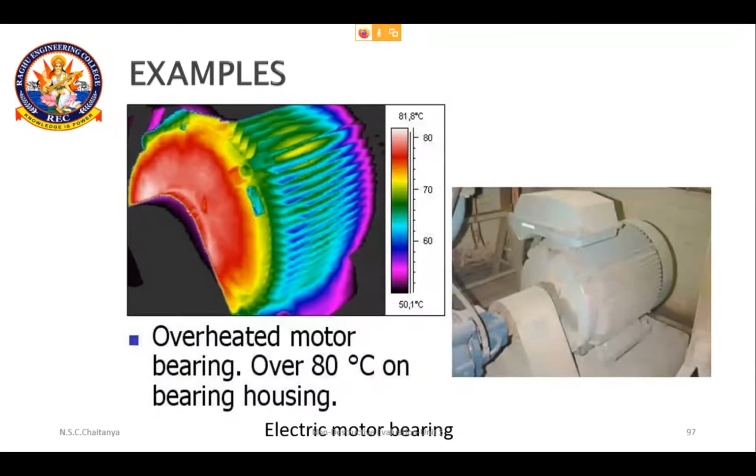One more example, there is an overheated motor bearing and it is heated over 80 degrees centigrade. You can see in the image the color coding, red color shows above 80 degrees centigrade. So the ordinary image is shown towards the right. Just by looking at the ordinary image, you will not be able to identify where exactly the problem lies. So for identifying the problem, you'll have to open it. You need to do a lot of testing on all the components of it. But just by using an infrared thermographic test, just by clicking an image, you can directly identify where the problem is or what is wrong with the motor.